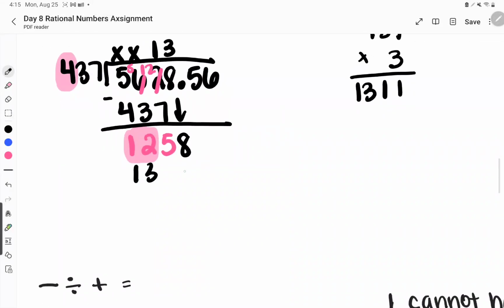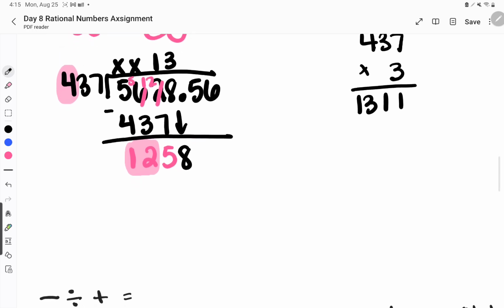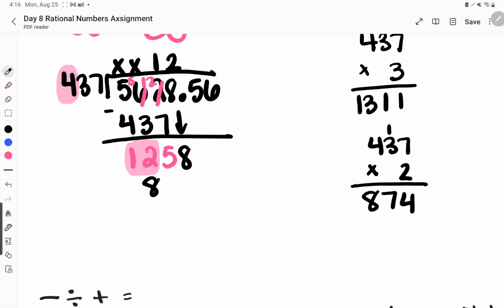Well, when I write that here, that's a little bit too big, so I have to take that back, and I'm going to have to drop this down 1 to a 2. And then we'll do 437 times 2. 7 times 2 is 14, so I write down a 4, carry my 1. 2 times 3 is 6, plus 1 is 7. 4 times 2 is 8, so that gives me 874.